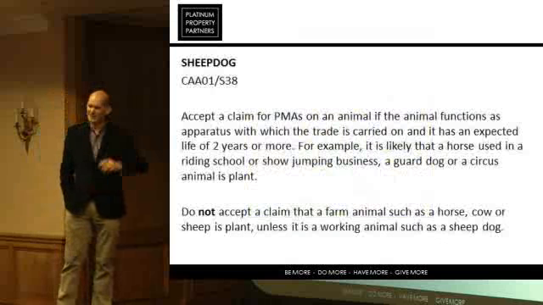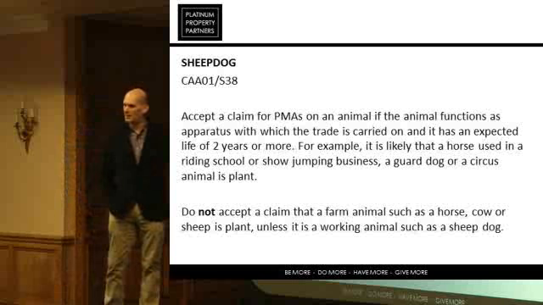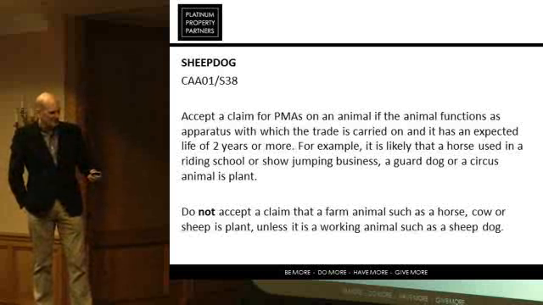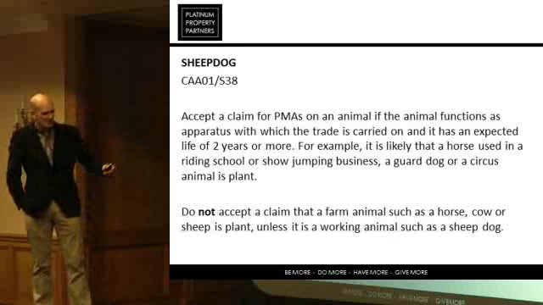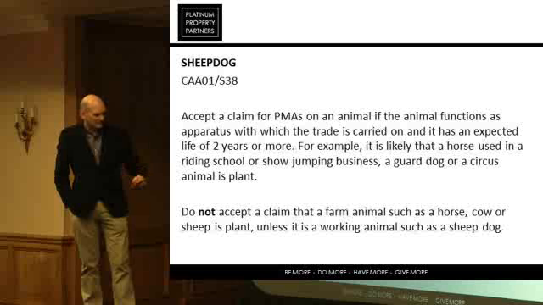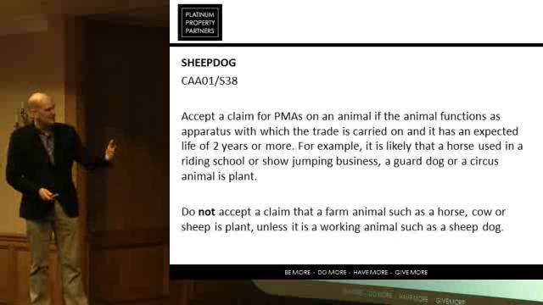So a sheepdog is an item of plant and machinery, as long as it lives more than 2 years, of course. If it lives less than 2 years, you don't get the tax relief. Sheep and horses and cows aren't capital allowances, because that would be ridiculous, right? Of course, unless it's a working horse or whatnot. But there you go. So, sheepdogs.